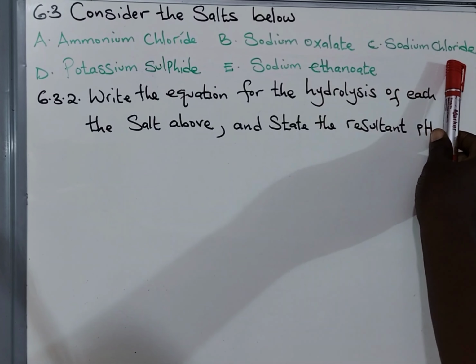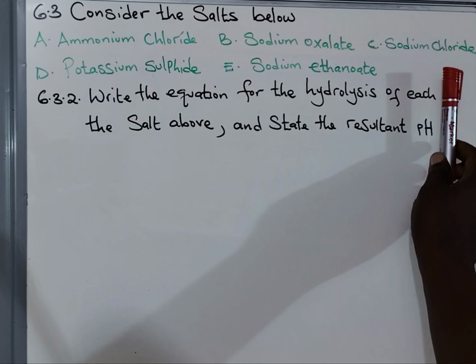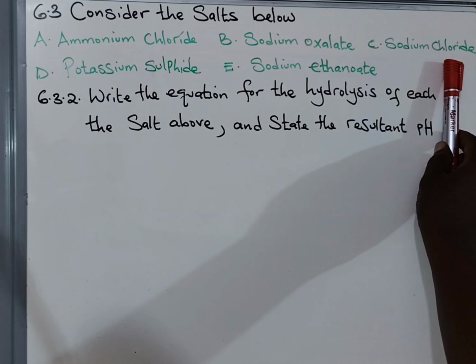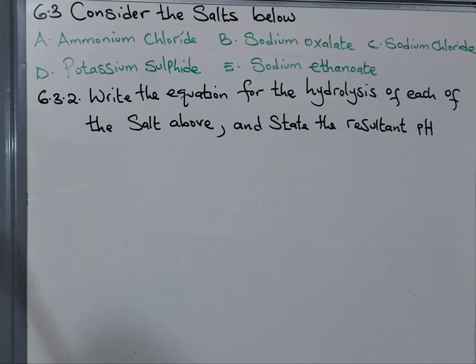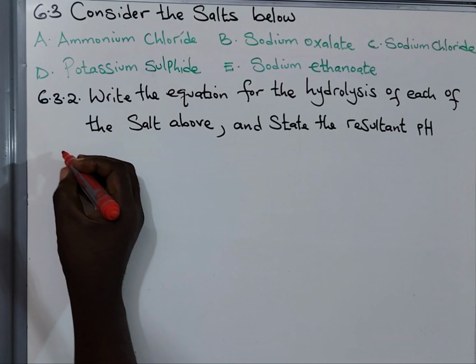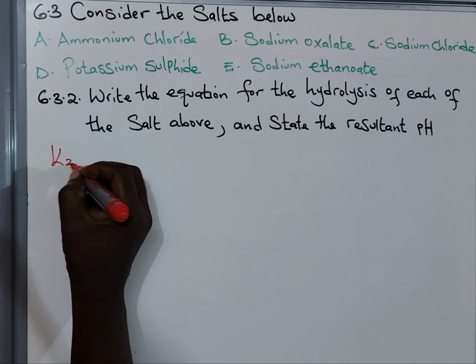So next is sodium chloride, but we dealt with that one already. It doesn't undergo hydrolysis. pH is neutral. Then we come to potassium sulfide. The formula for potassium sulfide is K2S.